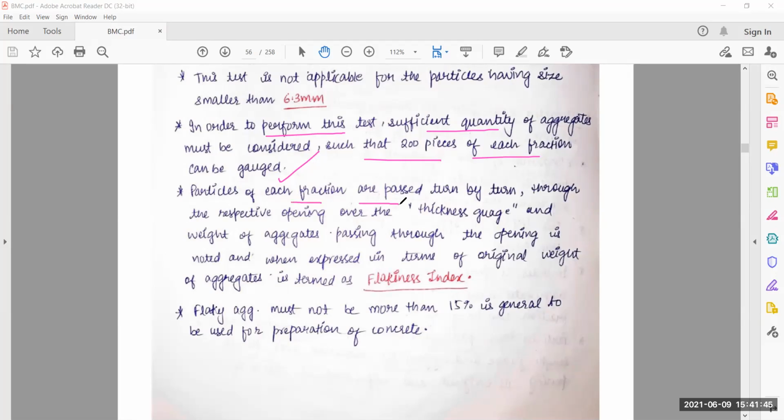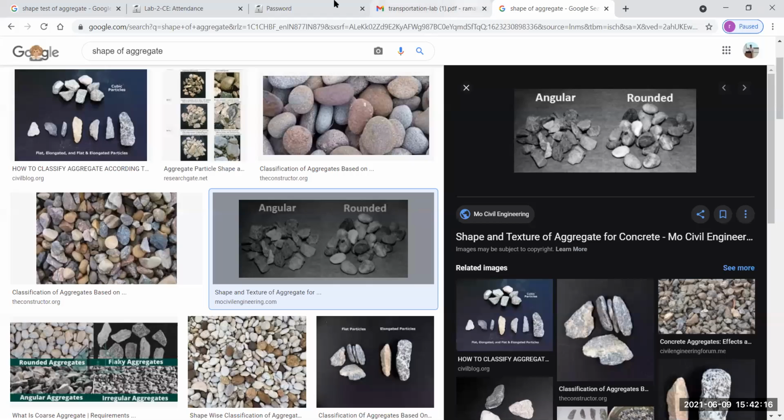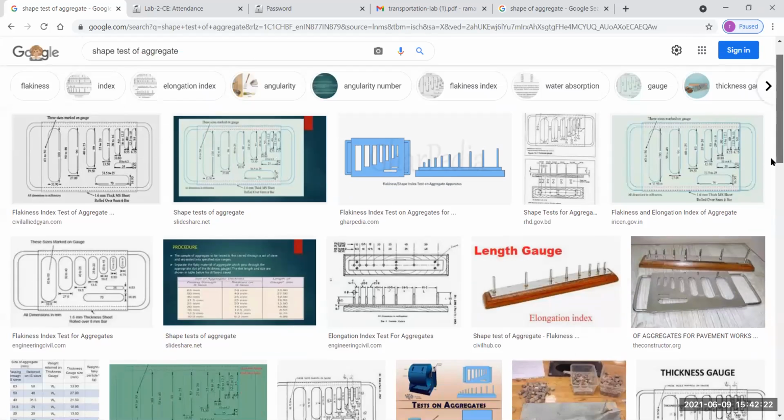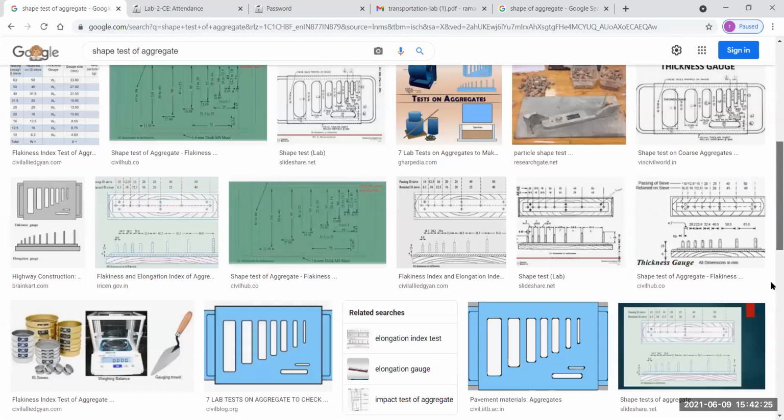Then the particles of each fraction are passed turn by turn through the respective opening on the thickness gauge. So we have to take a thickness gauge, because the thickness gauge is used to find out the flakiness index of an aggregate. Just observe here, the thickness gauge looks like this. This is your thickness gauge.